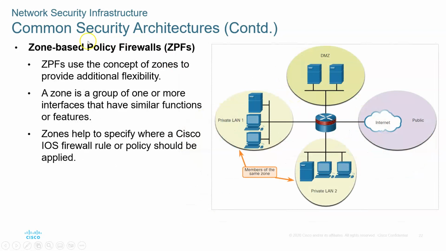And you can do that with zone-based policy firewalls. So this is one easy way to configure firewalls. All you have to do is identify which is your private LAN, which is the DMZ, and which is the internet, and so on. So you can say if you are from zone 1 or zone 2, then you can go to the public and you can go to the DMZ. If you are from the DMZ, you can go to the public and vice versa, but you can't go into the LAN. But if you are from zone 1, you can go anywhere you want. So that's what is meant by it.